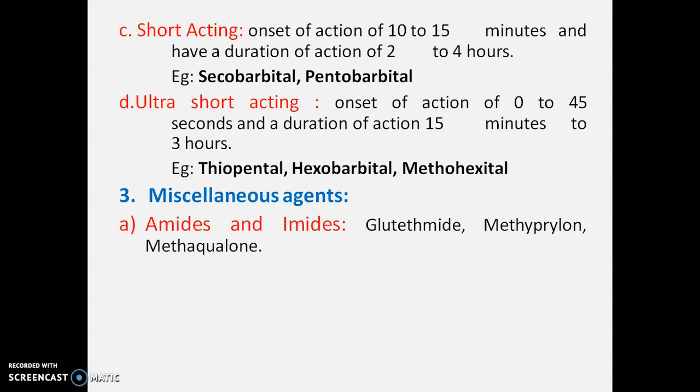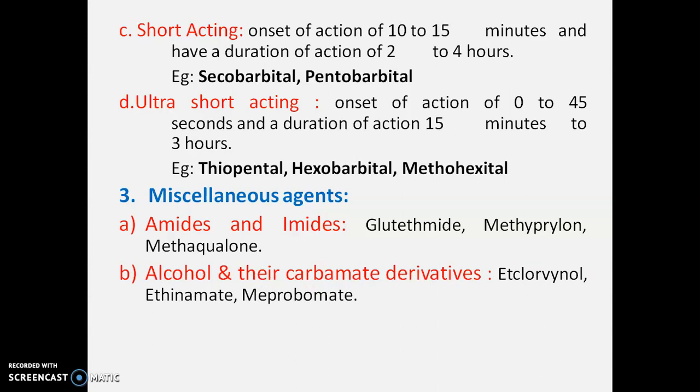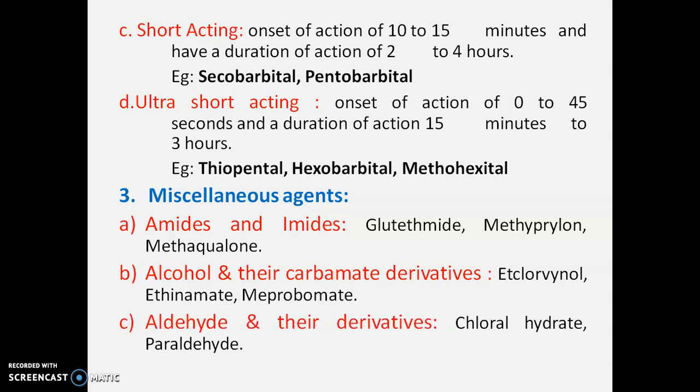The third class is the miscellaneous agents, which is further classified into three subclasses. The first class is amides and imides. Examples include glutethimide, methyprylon, and methaqualone. The second class is alcohols and their carbamate derivatives. Examples include ethchlorvynol, ethinamate, and meprobamate. The third class includes the aldehydes and their derivatives. Examples include chloral hydrate and paraldehyde.